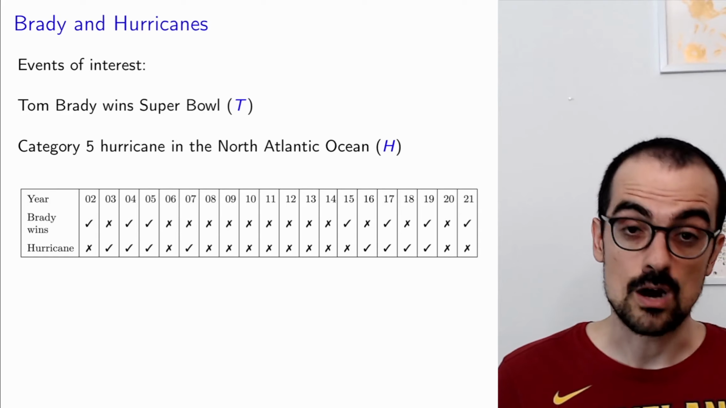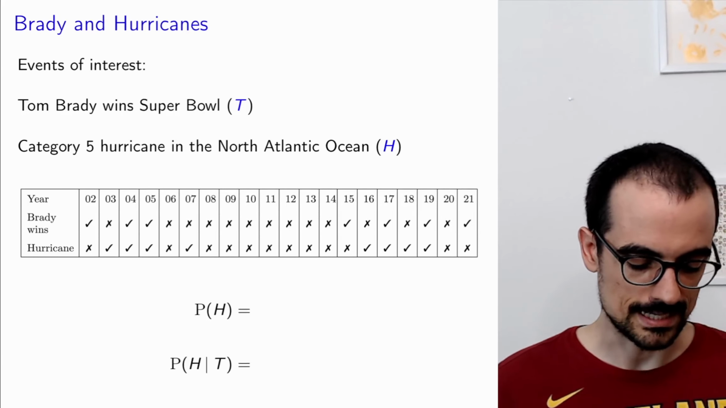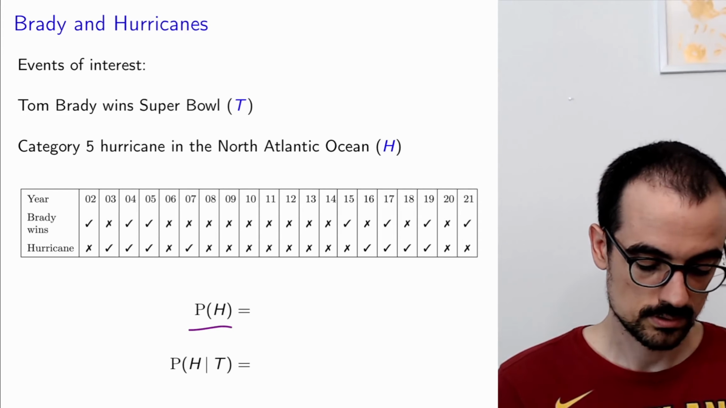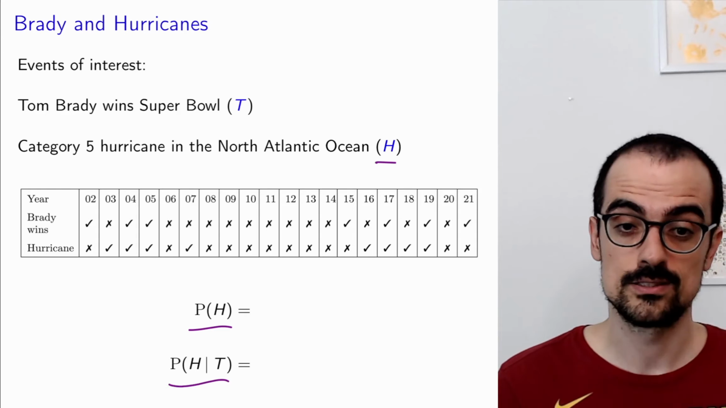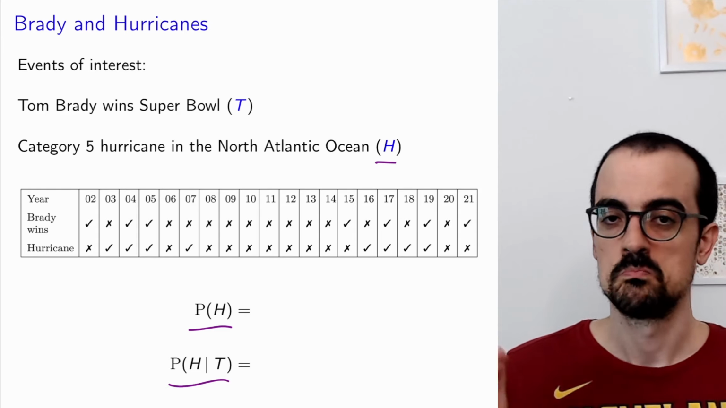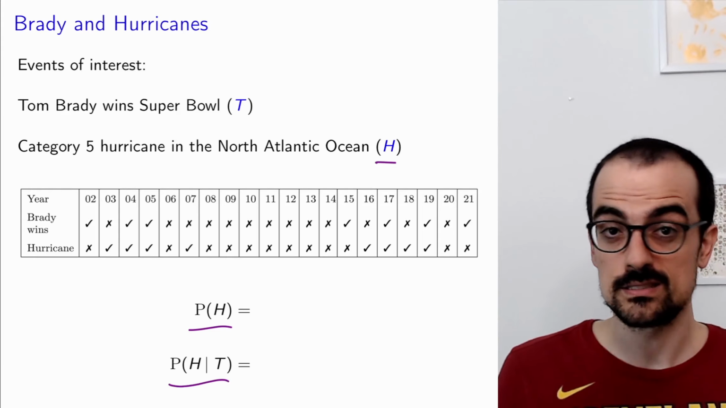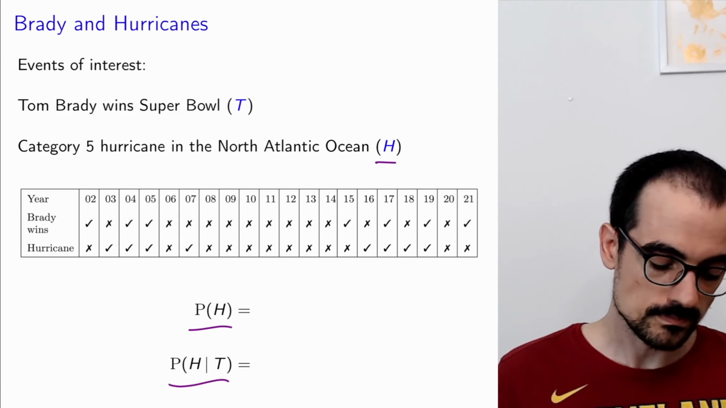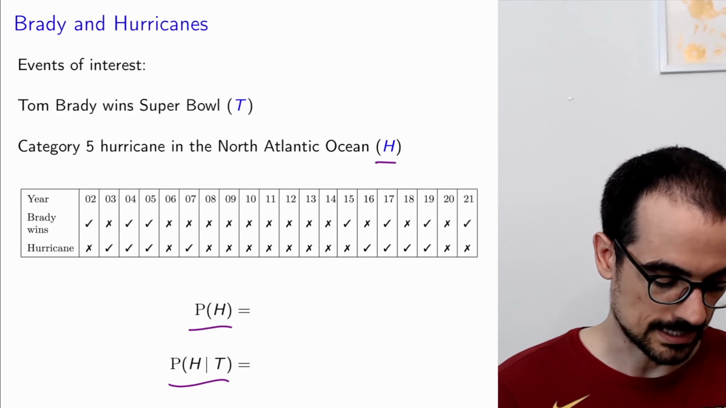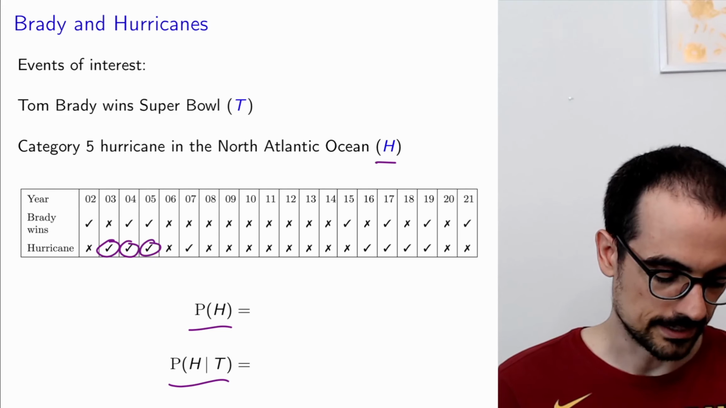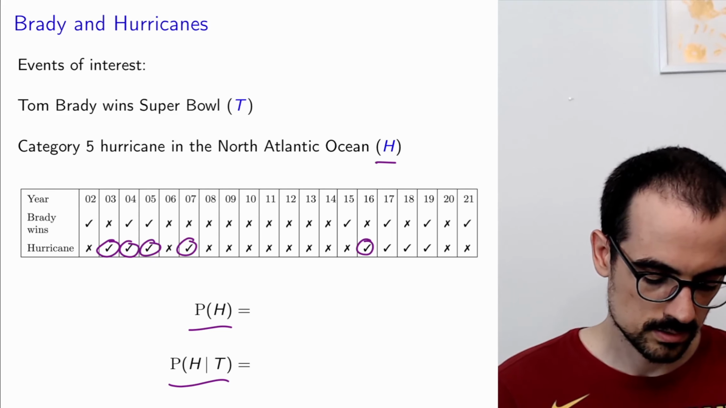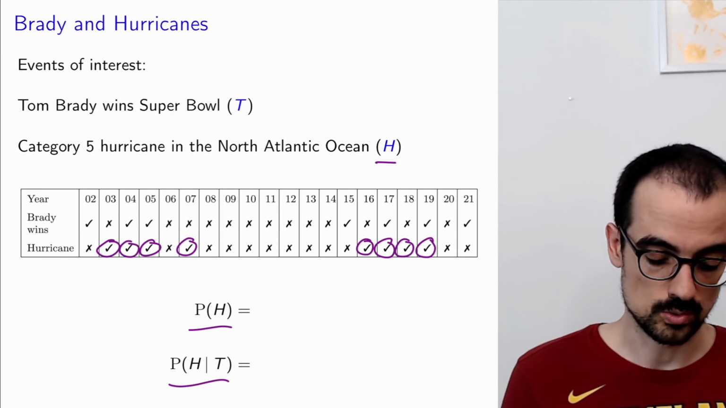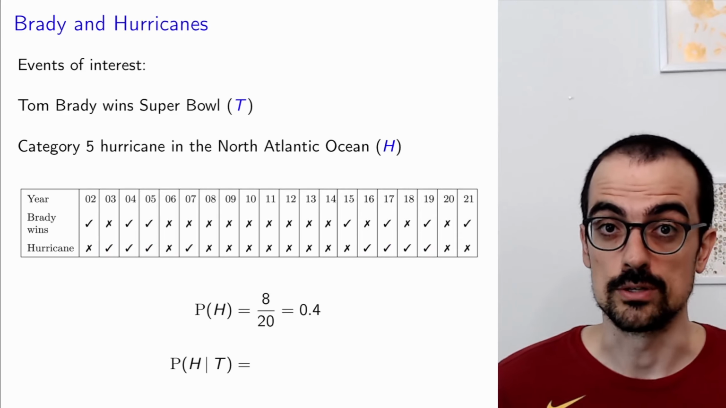And now we're going to estimate the probability that there's a hurricane, that's the event H, and the probability that there's a hurricane if Tom Brady wins the Super Bowl. Just apply empirical probabilities. If you want, you can pause the video and try to estimate these two quantities by yourself. It's really simple. So for hurricanes, we just count how many hurricanes are recorded, and they happen to be 8 out of 20 years. So the probability is 0.4.